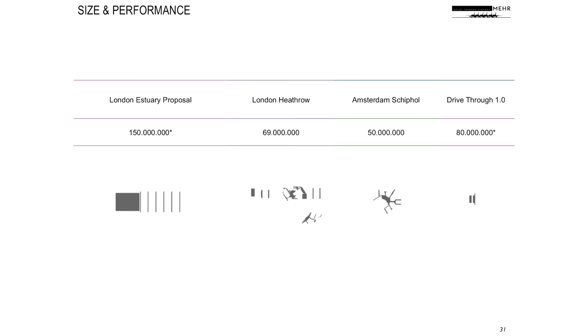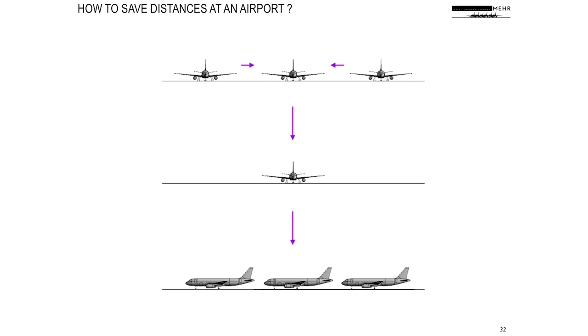Just a little side-to-side performance. On the right side, this little thing there is around 400 meters wide and 200 meters long. And just a bit of size comparison to Amsterdam and Heathrow. Now, how do you save distances at an airport?